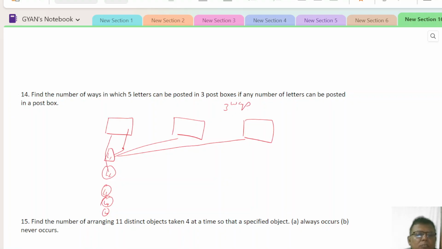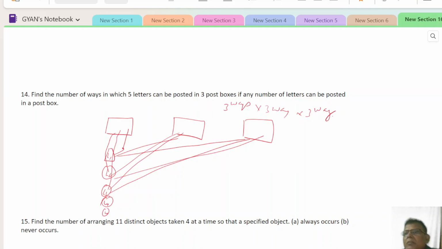So this letter also you either put in this one or this one. So that is again three ways. This letter also you can put here, here, or here. So that is also three ways. So this letter also similarly. So total 3 to the power 5 ways. That is 243.